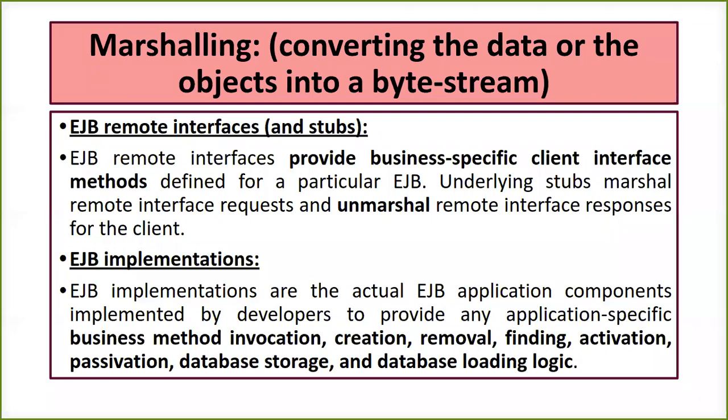We can have activation and passivation. That means the data stored in the database can have changes, that is activation, or the data present in the database we are just accessing, not making any changes, that is called passivation. We have database storage. As I told you, we can store the data into the database using the EJB application. We should have the database loading logic. That means we can have a number of queries written for the database also. So when a developer develops a complete EJB application, we can expect so many things from the application.